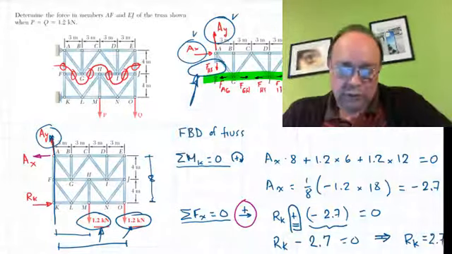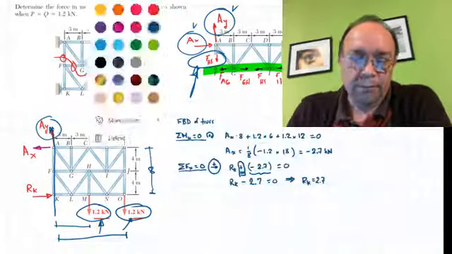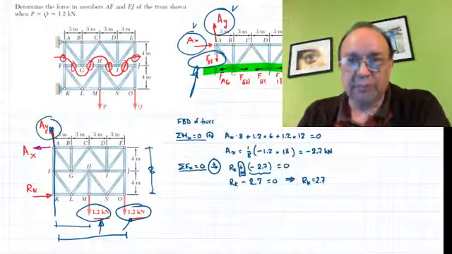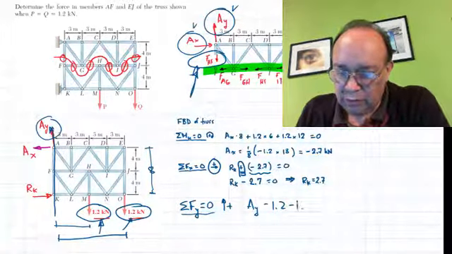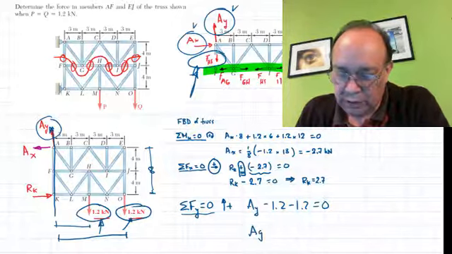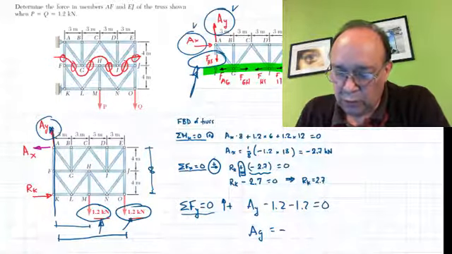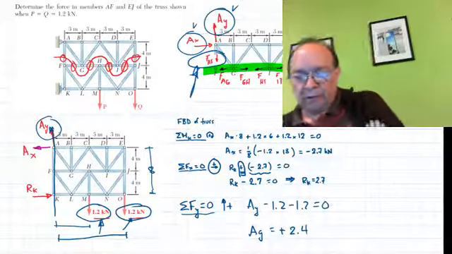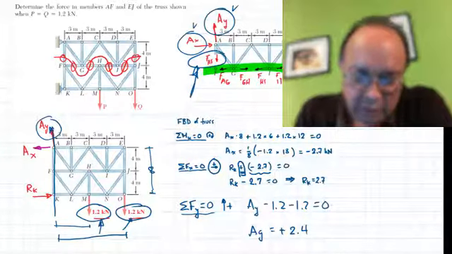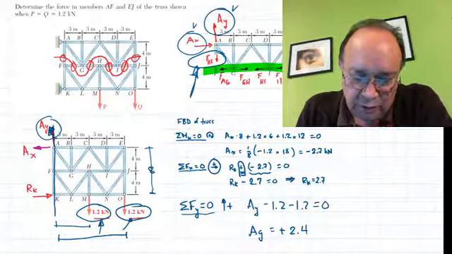Okay, so we have AX and RK. Now we need to find AY. We can do AY by a simple summation of forces in the Y direction. Summation of forces in the Y direction equals 0. I'm going to do positive going up. So I have AY minus 1.2 minus 1.2 equals 0. So AY equals minus... Oh, this goes to the other side of the equation with a plus 2.4. So plus means that my assumption that it was going up is correct, so I don't need to make any changes there. So I have all the forces.